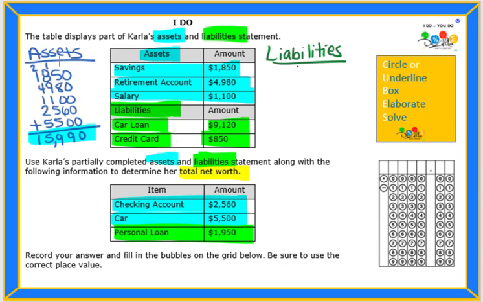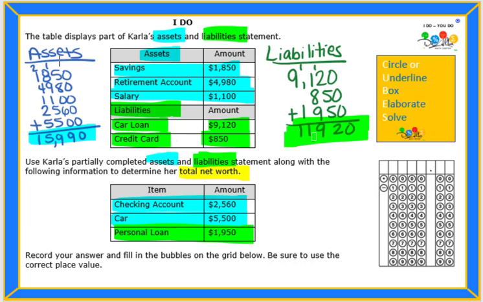Now let's figure out the total liabilities. We're going to add those up. From the first part of the table, we had 9,120 that she has to pay back for the car loan, and then credit card, $850 that she's paying back. Also, she has a personal loan for $1,950. So if we add those up, we have 11,920 for the total liabilities.